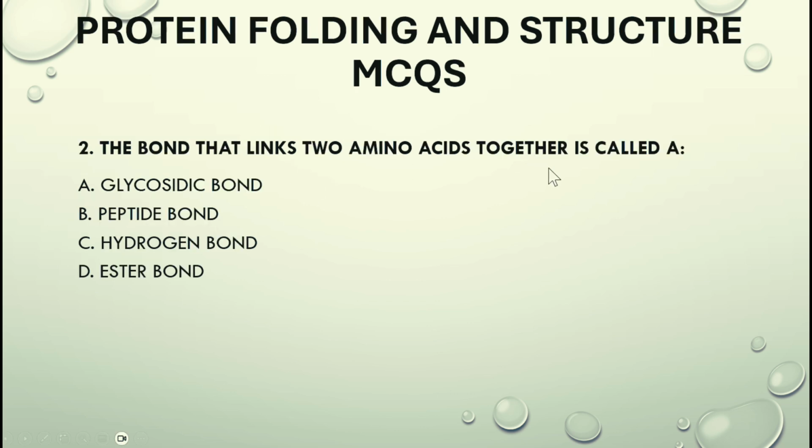Question 2. The bond that links two amino acids together is called A. Glycosidic bond, B. Peptide bond, C. Hydrogen bond, D. Ester bond. The correct option here is B. Peptide bond. Now, a peptide bond is formed by condensation of the amino group of one amino acid and the carboxyl group of another amino acid.